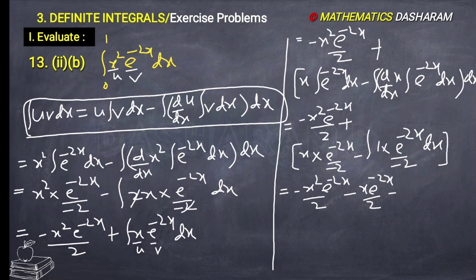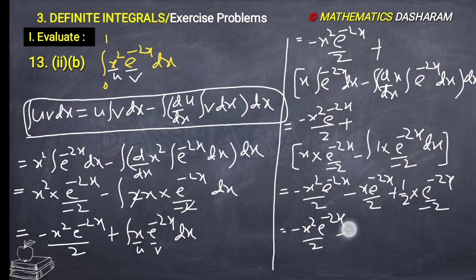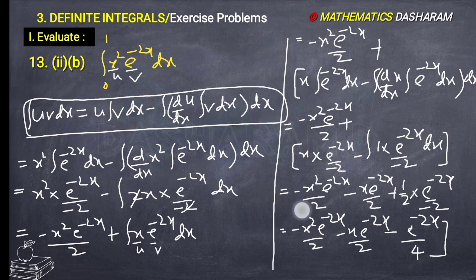Next to minus, here minus, so minus into minus plus 1 by 2 into e power minus 2x by minus 2, because here integration of e power minus 2x is e power minus 2x by minus 2. It is equals to minus x square into e power minus 2x divided by 2 minus x into e power minus 2x by 2. Here minus is there, so then minus e power minus 2x divided by 2 twos are 4. Now apply the limits 0 to 1.